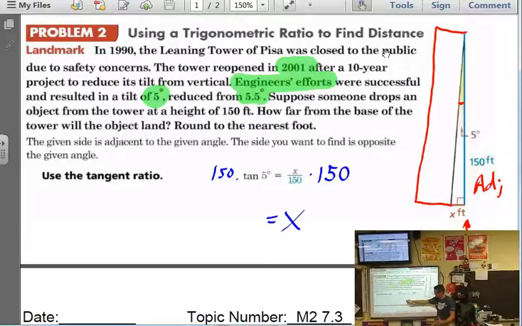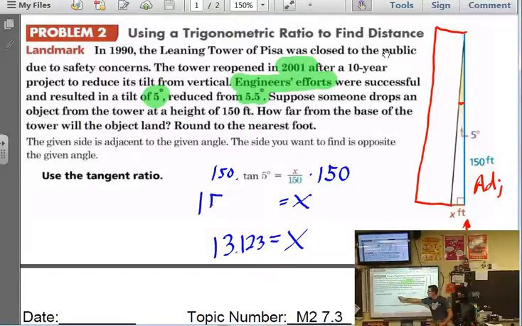and we get the value for x being 13.123. I have a question. Wait, Mr. How do you set that up? So I multiplied 150 on both sides. No, I mean, how do you type it? So in my calculator, I'm typing in 150, and then I can hit multiply if I want to, but I don't even have to. I can just then hit tan 5. Alright, I got you.